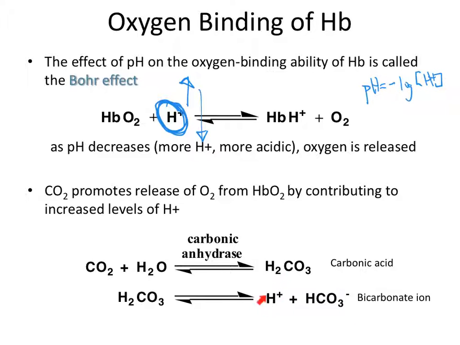It means that you're going to have a higher concentration of H+. If you have a higher concentration of H+, you're going to have a lower pH. It also means that it's more likely that when hemoglobin gets there, it's going to release its oxygen. So now we think about this, logically speaking.